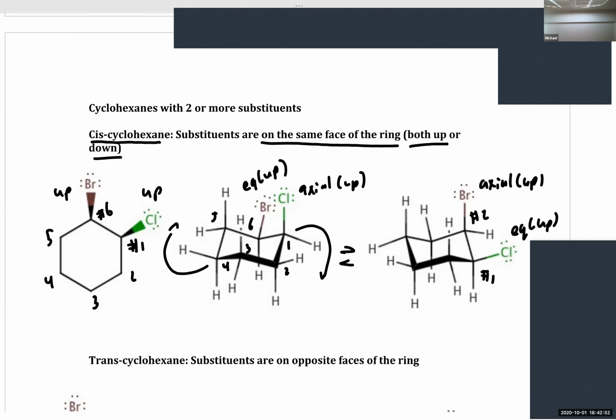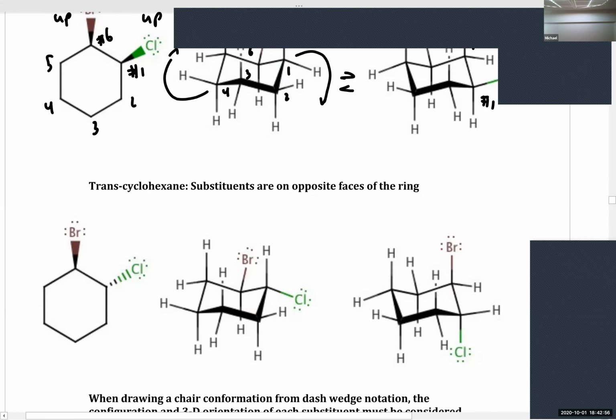So let's look at another example. This time we're looking at the trans isomer. So in this case, we have our bromine pointing up with our chlorine pointing down. In the trans cyclohexane isomer, the substituents are on opposite faces of the ring. Okay, so let's look at the chair conformation for that. If we label chlorine arbitrarily at carbon number 1 and bromine at carbon number 5, we would get the following structure.